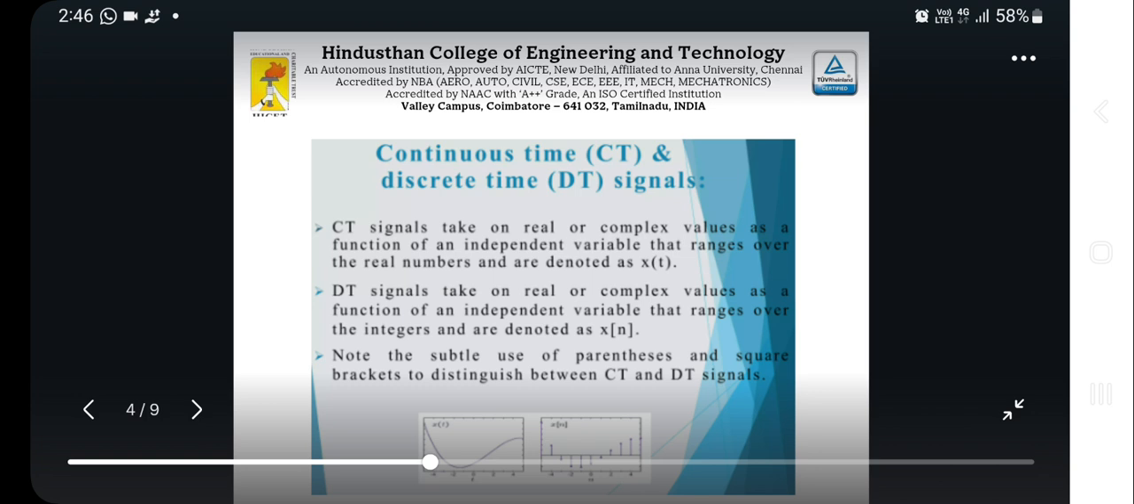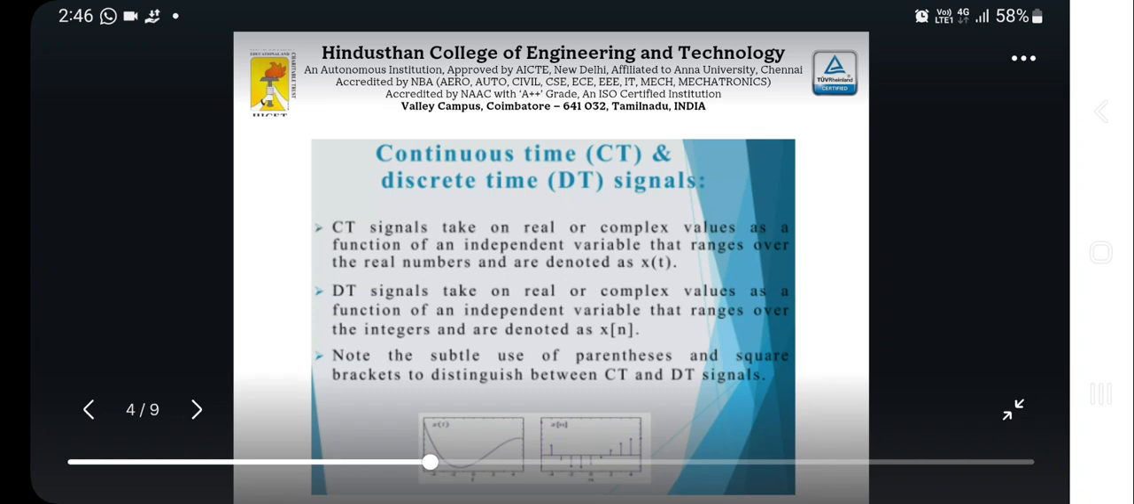Next one is a discrete time signal. Discrete time signals take on real or complex values as a function of an independent variable that ranges over the integers and are denoted as x of n. A discrete time signal is varying with respect to time at some time intervals. We have some time interval between two input signals.